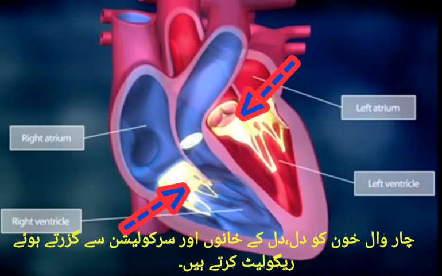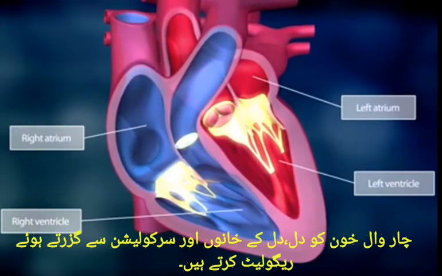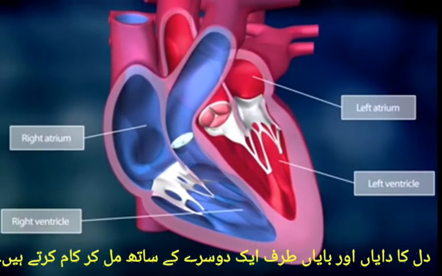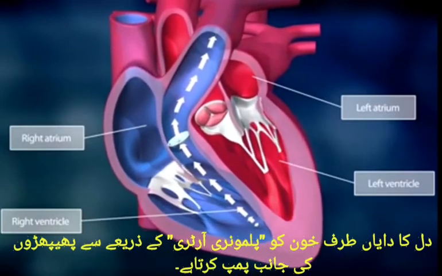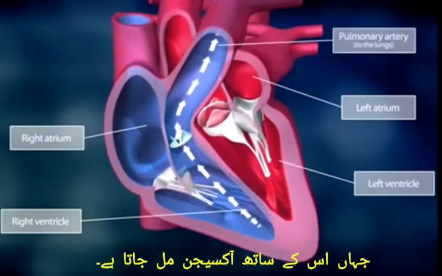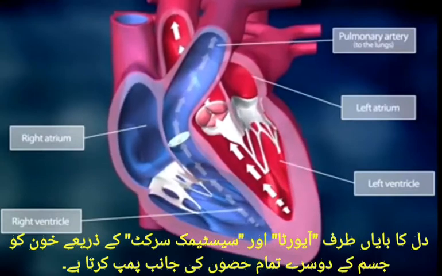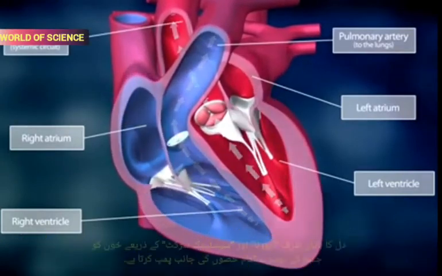4 valves regulate the flow of blood through the heart, its chambers, and into the circulation. The right and left side of the heart work hand in hand. The right side of the heart pumps blood through the pulmonary artery into the lung, where it is enriched with oxygen. The left side pumps blood to all other parts of the body through the aorta and the systemic circuit.